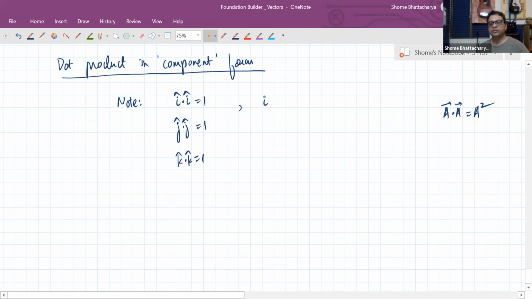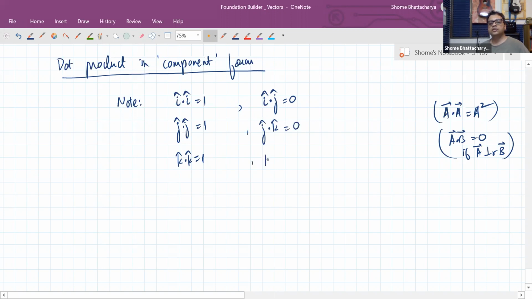However, if you take i cap dot j cap, that will give you 0, because A dot B is equal to 0 if they are perpendicular to each other. So this is another thing. Similarly, j cap dot k cap is 0, and k cap dot i cap will be 0. So once we understand these properties, it's very easy to understand how to work out the dot product in component form.